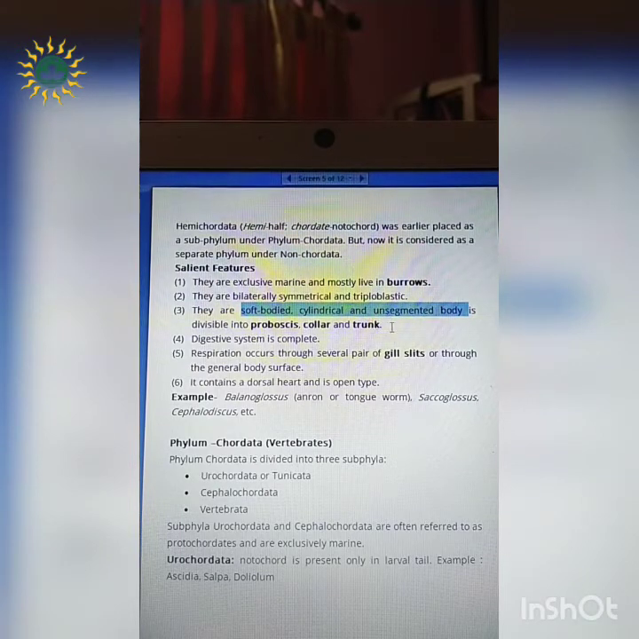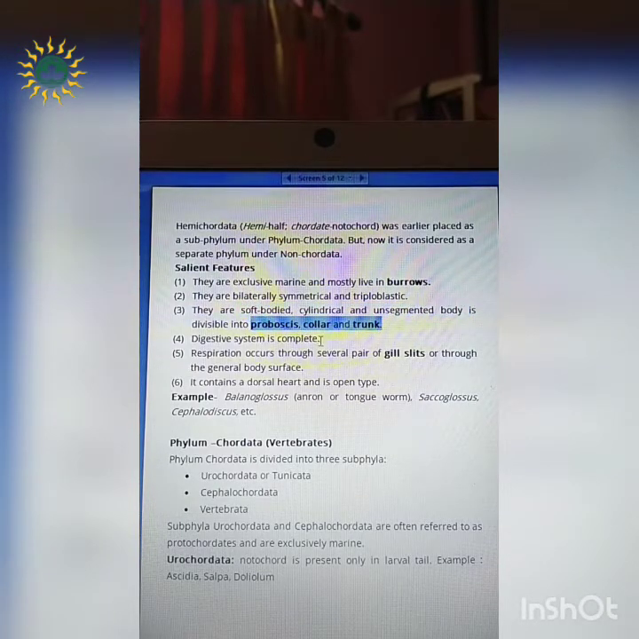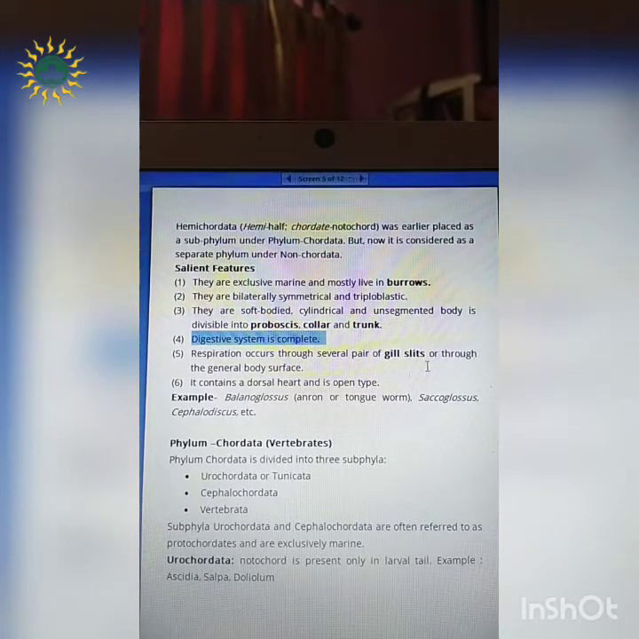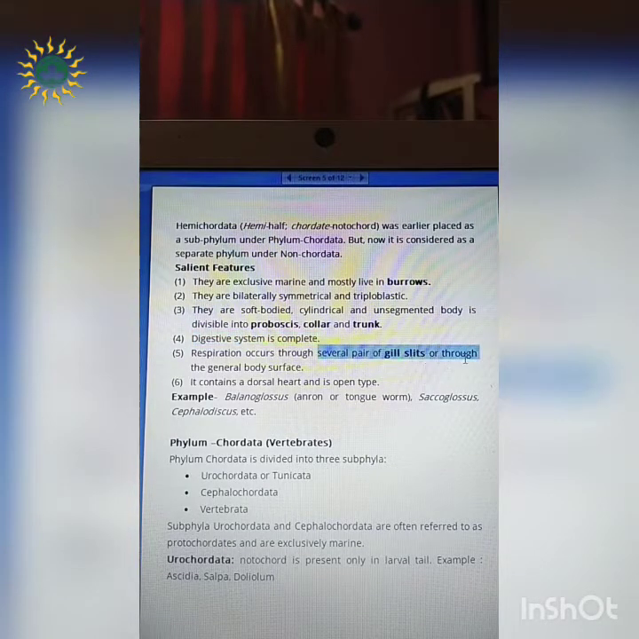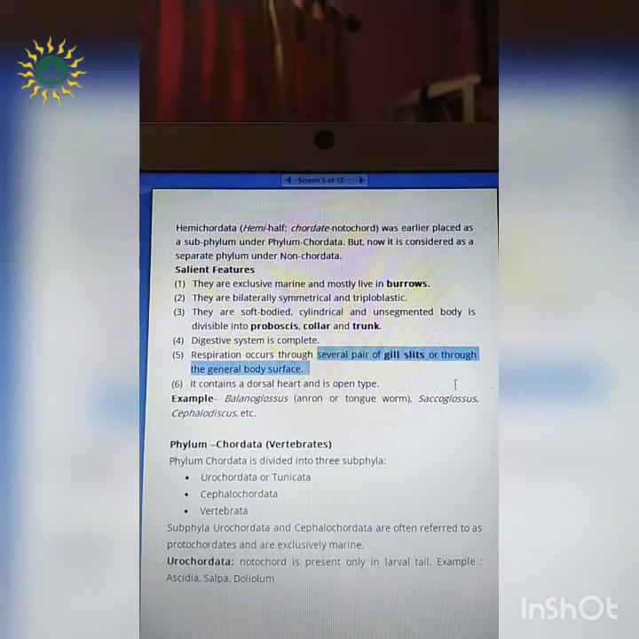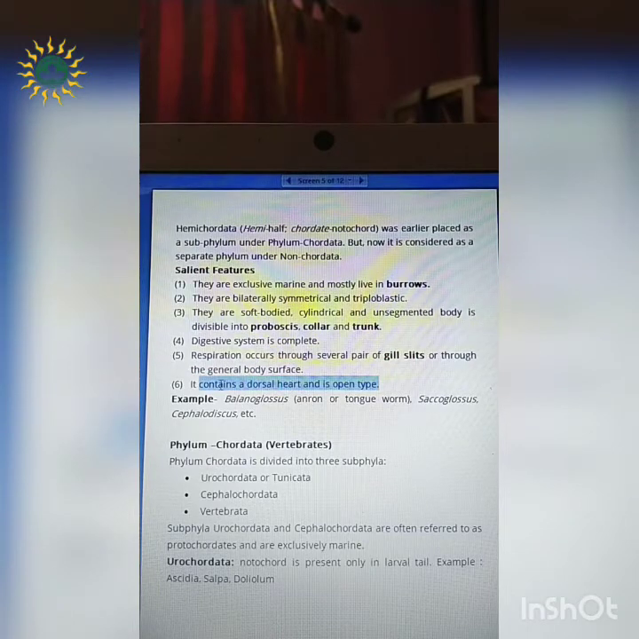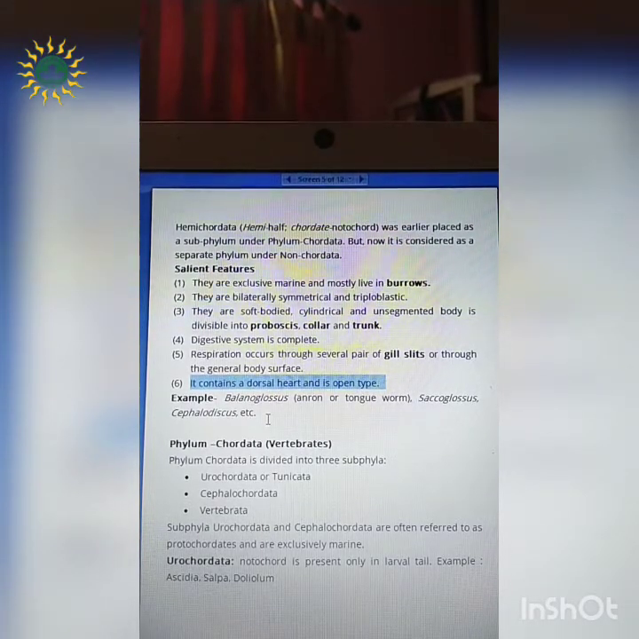In these organisms, the body is divided into 3 parts: proboscis, collar and trunk. The digestive system is complete, like that of the chordates. For respiration, they have several pairs of gill slits, or respiration takes place through the general body surface also. It consists of a dorsal heart and is of open type. For example, Balanoglossus, Saccoglossus and Cephalodiscus. These are the organisms which can be considered under Hemichordata.